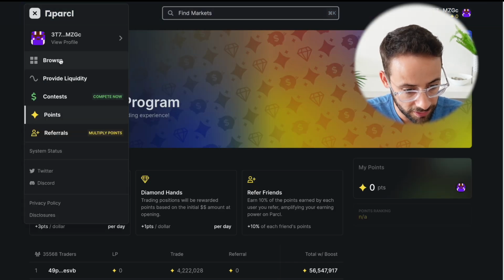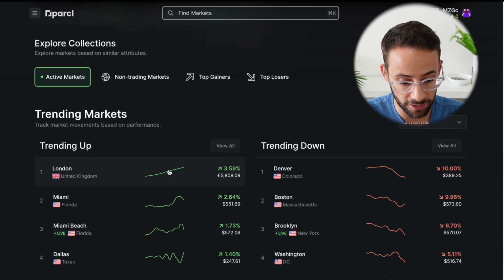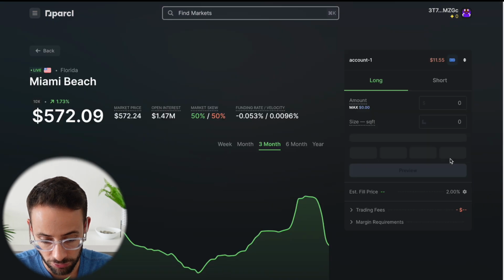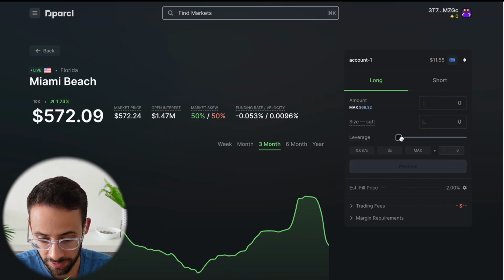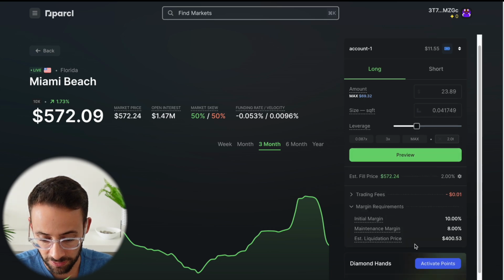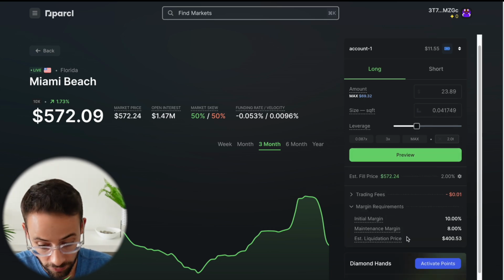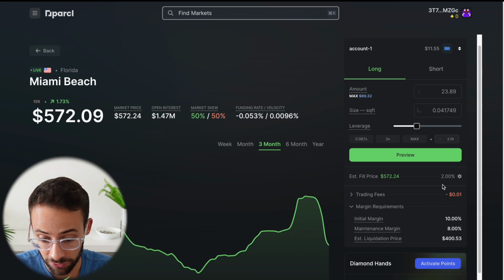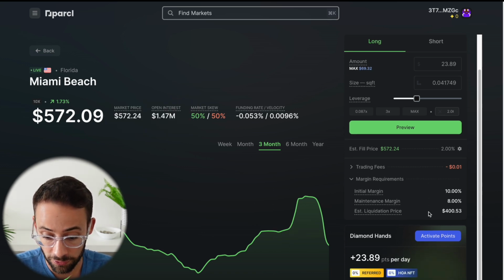So let's go back here and let's actually make a trade. So we'll hit active markets, we'll go back to Miami Beach, Florida and hit trade. And let's just put on a simple, let's say 2x leverage long trade. Check the liquidation price of this is $400. So it would have to drop by about 172 bucks for this position to be liquidated. Then I'm going to earn also 23 points per day.